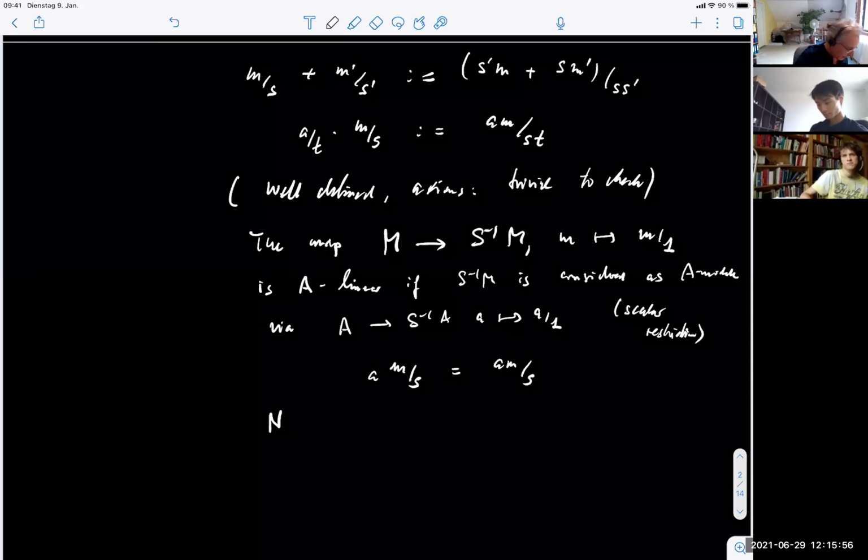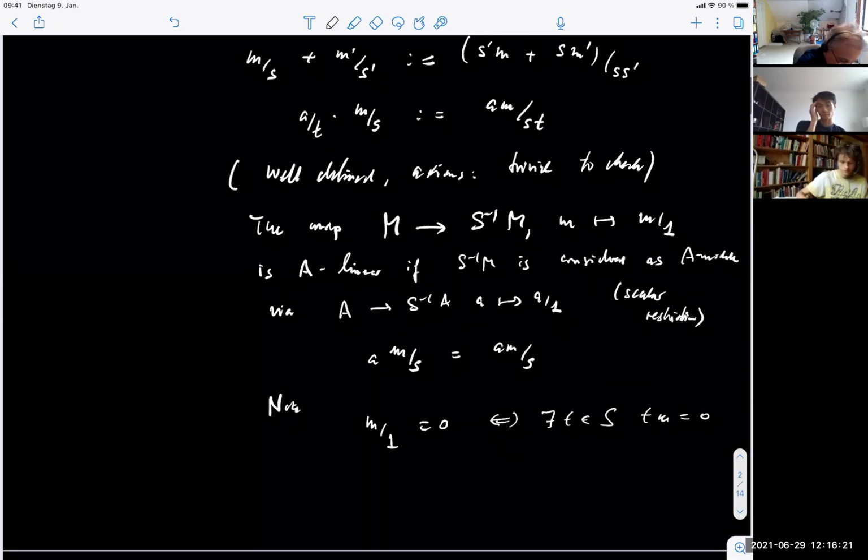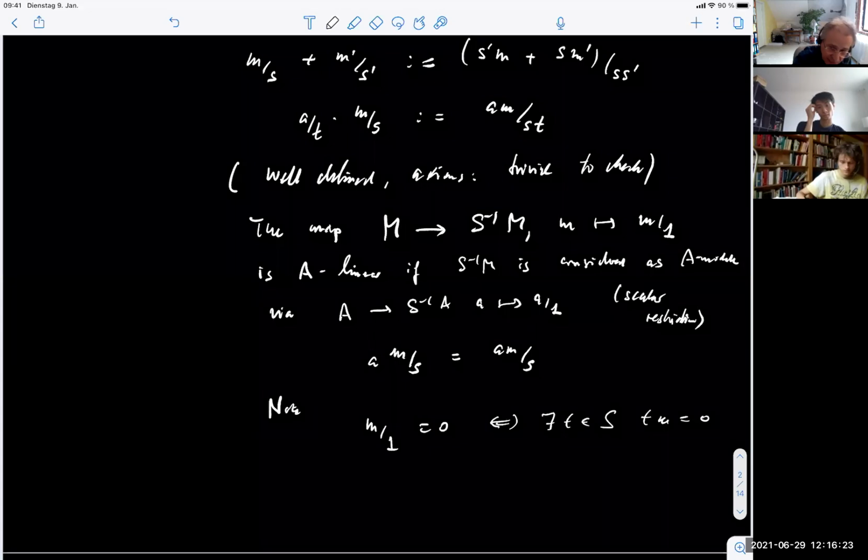So it's gone. So when is this injective? m over 1 equals 0 if and only if, and this is by definition, there is a t in S such that tm equals 0. This is the definition. So this is very abstract. We will see examples. This localization has beautiful properties.